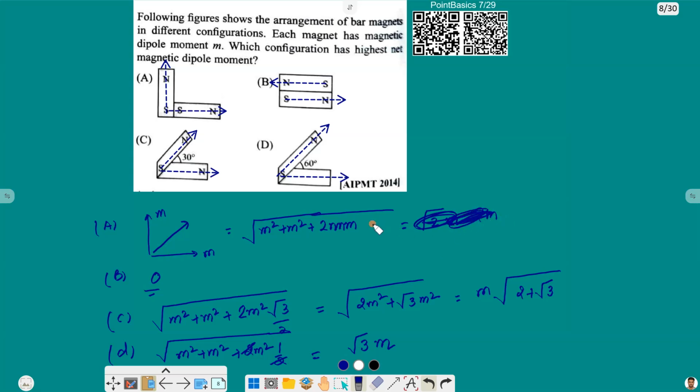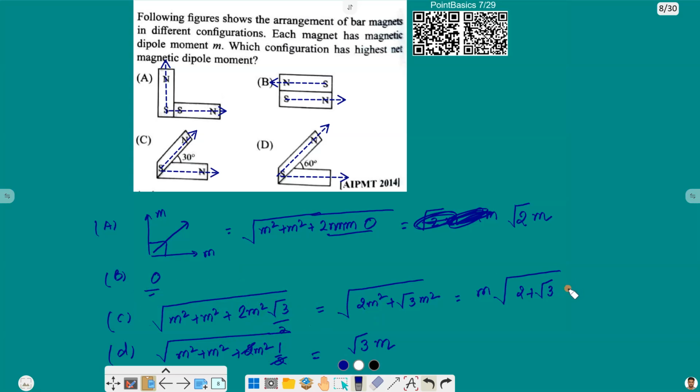That will be root 2m because we have a cos 90 here. So cos 90 is 0. I got confused, so it is root 2m. And we have to find which of these is highest. If we compare A and D, we know that root 3 is greater than root 2, so A is cancelled out. B is 0. So now we have to compare between C and D.